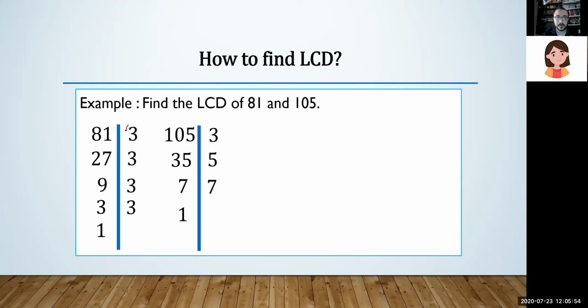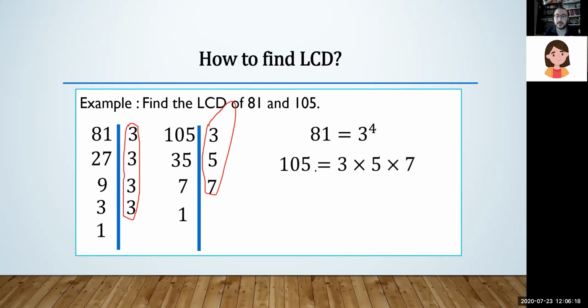Here 81. This is the decomposition of 81. So it's 3 times 3 times 3 times 3, 3 power 4. And 105 is 3 times 5 times 7. Okay, I write it here. 3 times 5 times 7. Okay, how do I take the LCD of these two numbers?